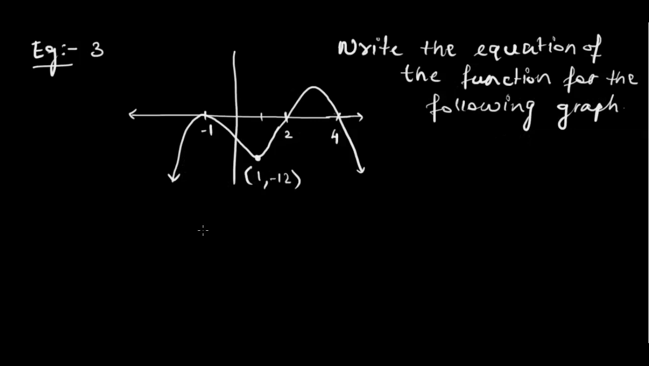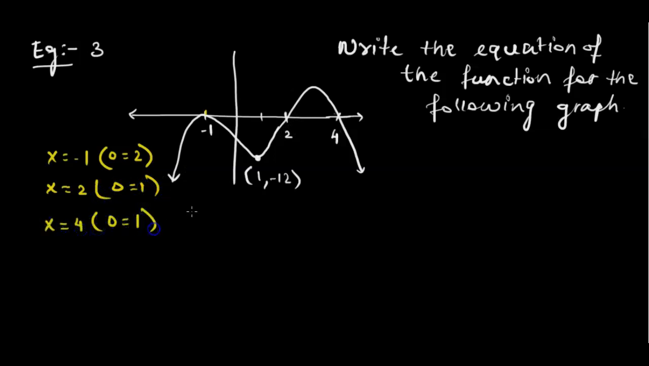Whenever we have to write the equation, we have to first write down the x-intercepts. So the x value is -1. Around the x-intercept, we have to check the order because the graph is turning around at -1. So this order is supposed to be 2. Next is x equal to 2. Order is supposed to be 1 because it's going straight through it. Next is x equal to 4. Order is supposed to be 1 again because the graph is going straight through it.